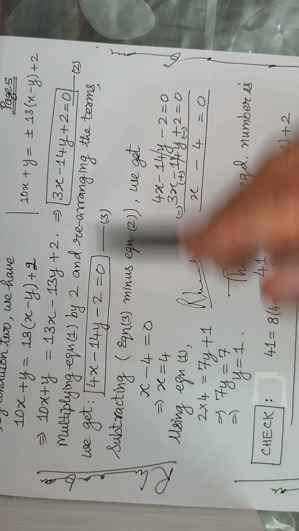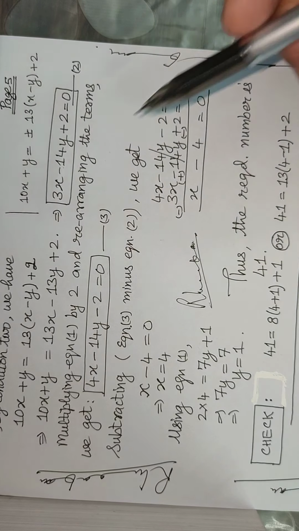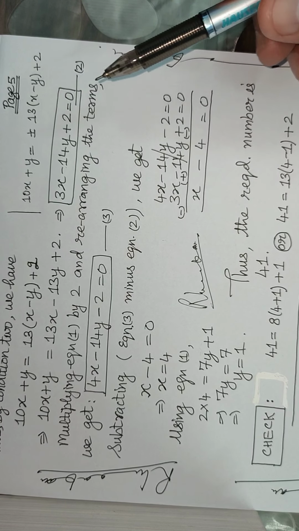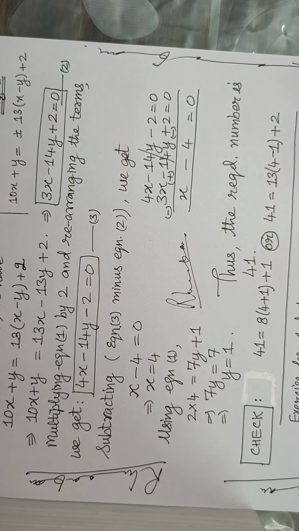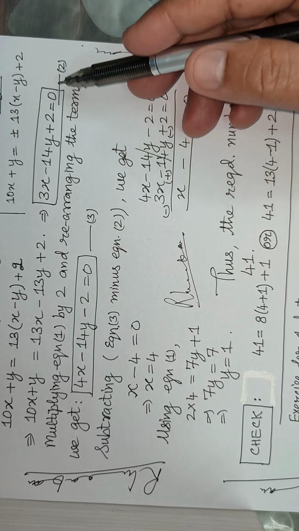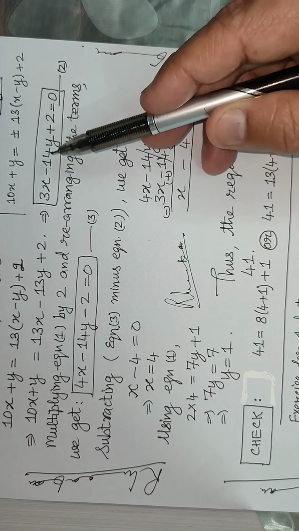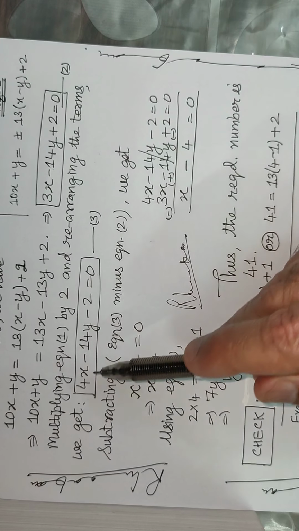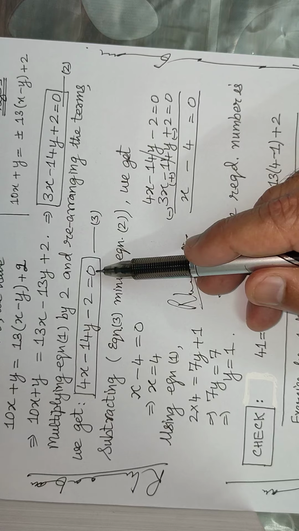Now, by observing the two equations, equation 1 and equation 2, we can see that we can solve them very easily by the method of elimination, because the first equation had 2x minus 7y plus 1 equal to 0, and here it is 3x minus 14y plus 2 equal to 0. So if I multiply the first equation by 2 and rearrange the terms, we get 4x minus 14y minus 2 equal to 0.